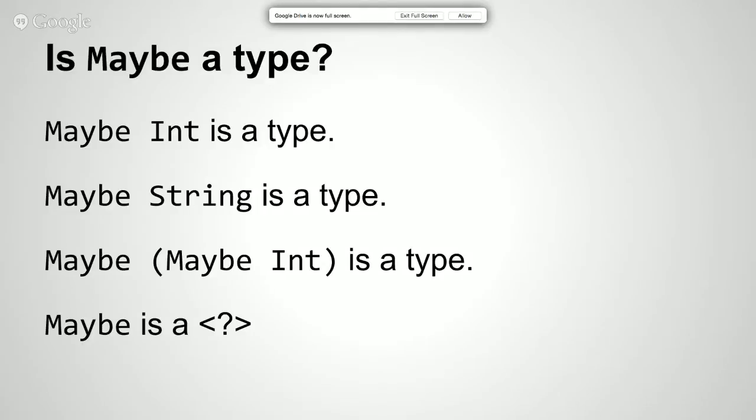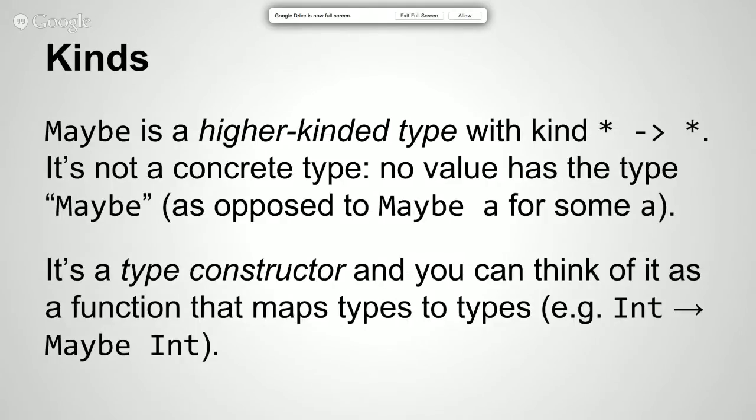union is called. Okay, well, I'm gonna stop there and say that it's sometimes called a higher kinded type. With kind, type arrow type. The star is pronounced type. The kind system is the type system of the types. And Maybe is not a concrete type. There's no value that's a Maybe, as opposed to being like a Maybe Int or a Maybe String.